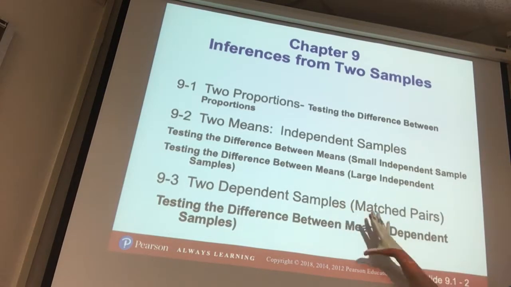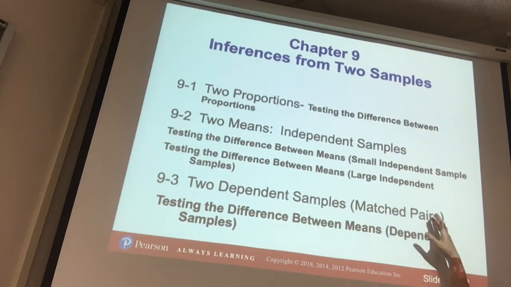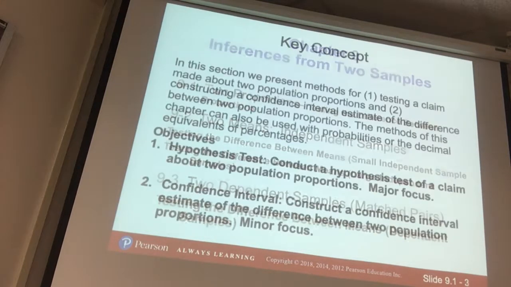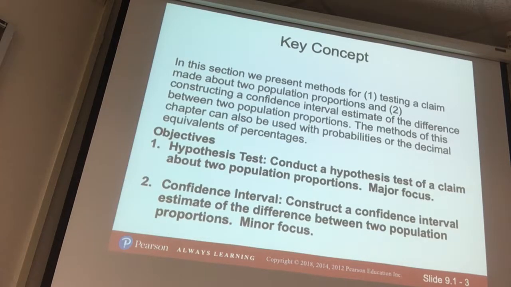And then 9.3 is dependent samples, and matched pair samples, we're going to talk about that a little bit. So we've got three categories to go through. And here's our big idea.